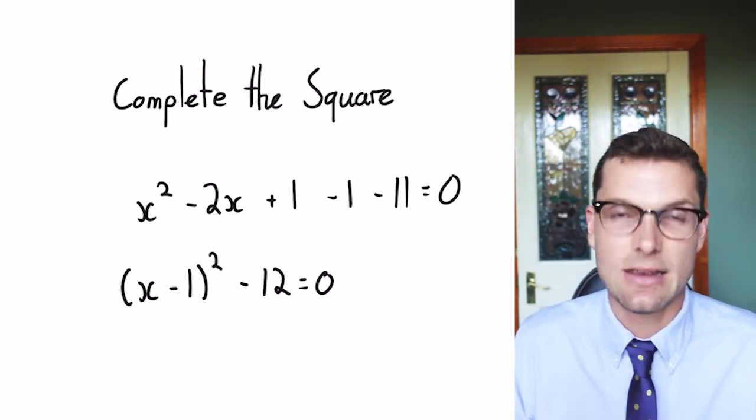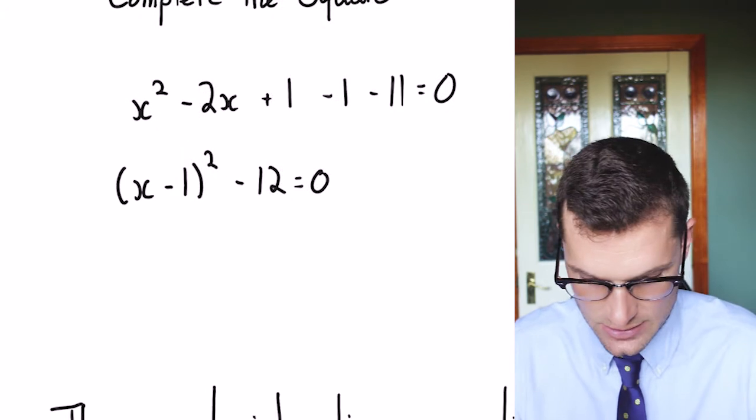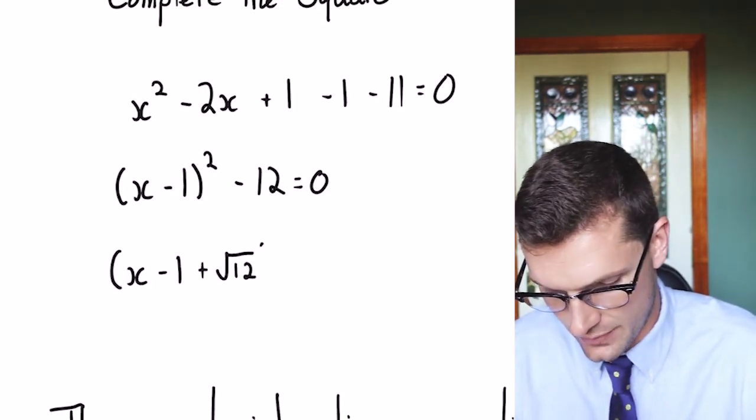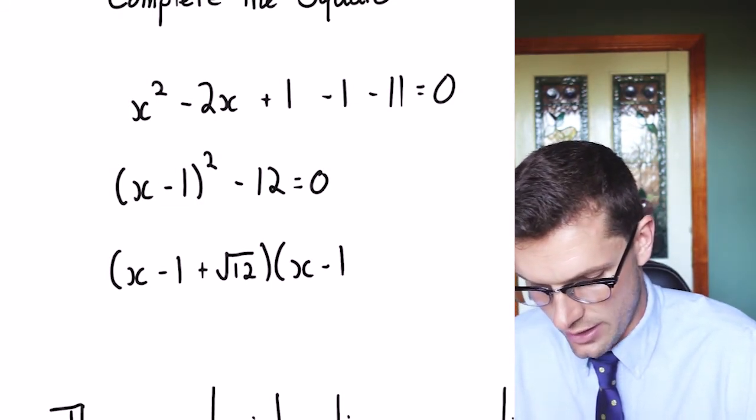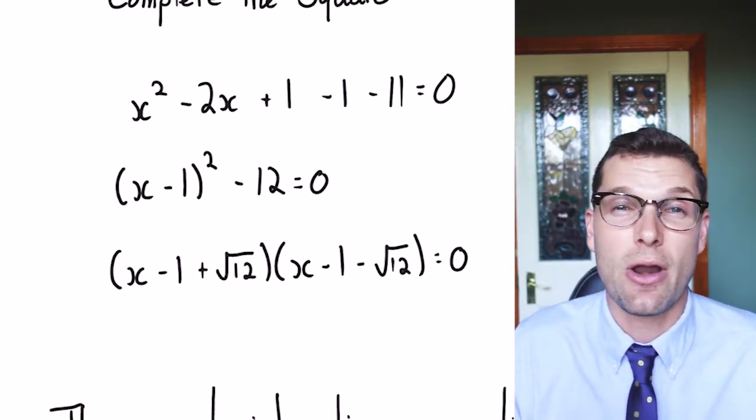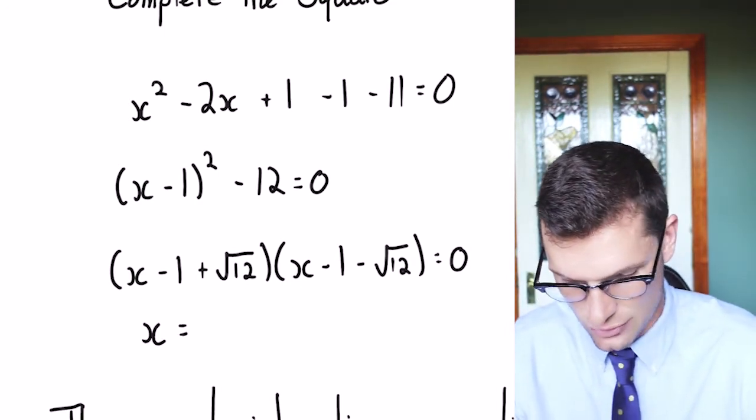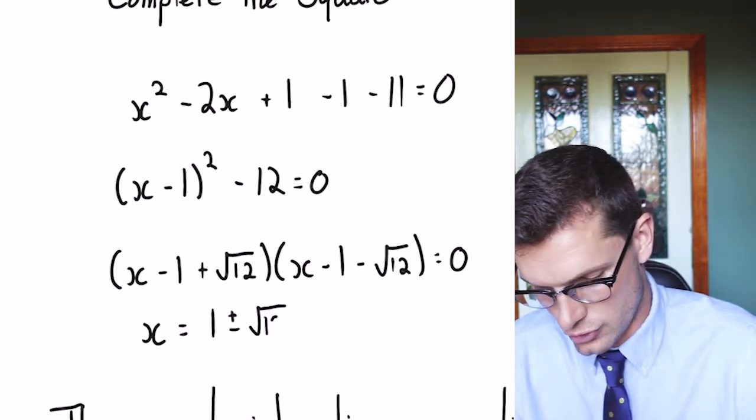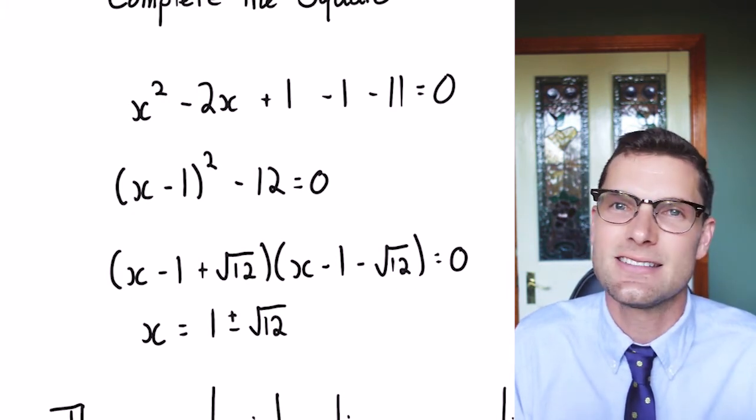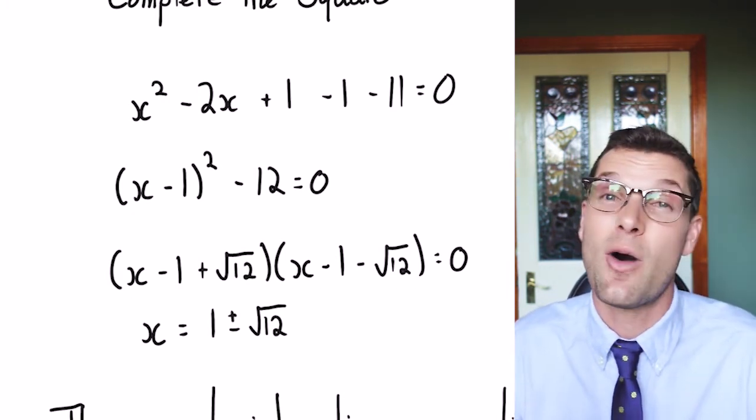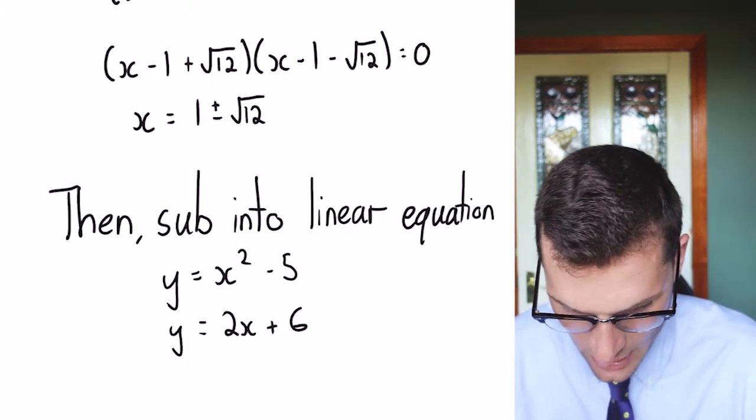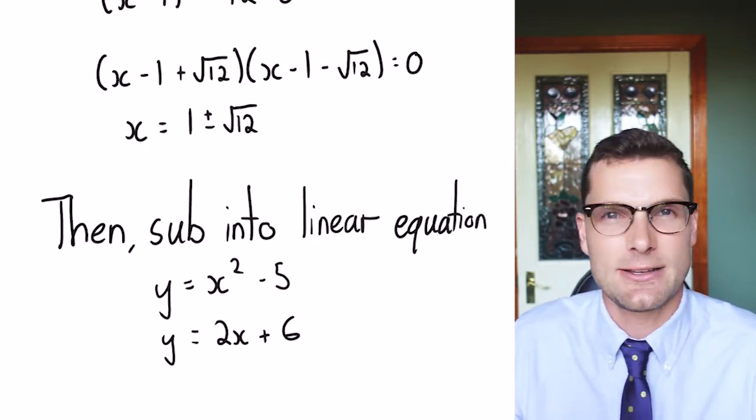To complete the square here, I've got a difference of two squares. So this becomes x minus 1 plus root 12 and x minus 1 minus root 12, and that's all equal to 0. So to find out what x is, I have x is equal to 1 plus or minus root 12. And I know that this is correct because it's a quadratic. I've got two answers, which fits in really nicely with my guess that there's going to be 2 points of intersection.